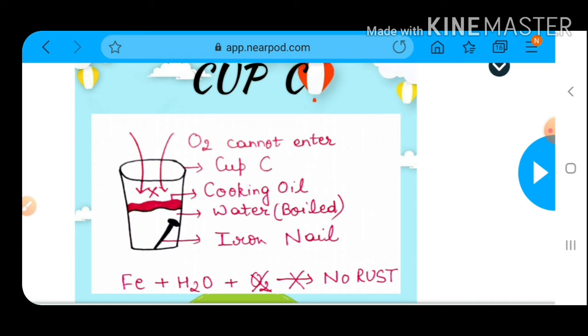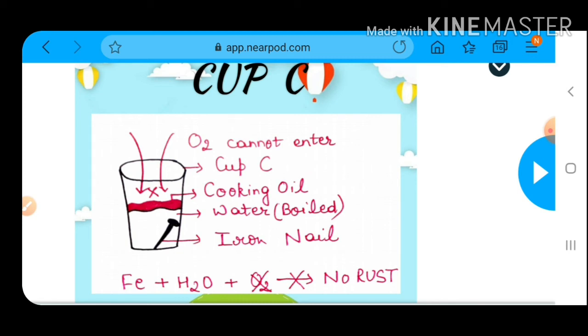So now, children, what is actually happening in cup C? Water is present, since the iron nail is kept in water, but oxygen is not present. Why? Because we have boiled the water, and due to boiling, the dissolved oxygen was removed. Now you would say that oxygen can enter from the atmosphere into the water. No, in cup C, oxygen cannot enter the water from the atmosphere, because of the presence of cooking oil. Cooking oil forms a film and acts as a barrier. It doesn't allow oxygen to enter from the atmosphere into the water.